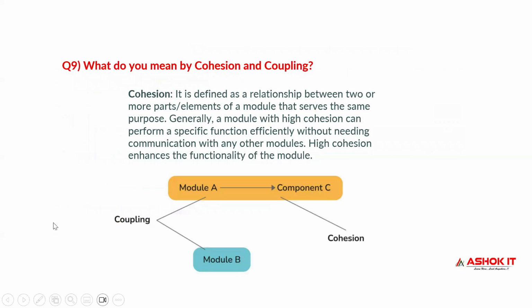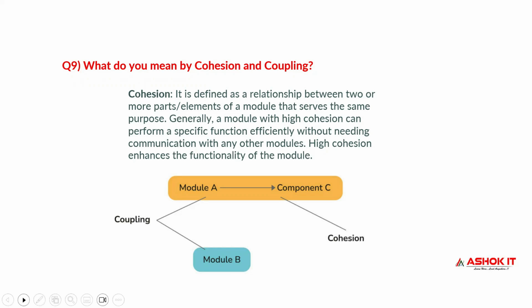Our next question is, what do you mean by cohesion and coupling? Or this question can be asked in a different way, like what is the exact difference between cohesion and coupling? So we'll start with cohesion. Cohesion is defined as a relationship between two or more parts or elements of a module that serves the same purpose. Generally, a module with high cohesion can perform a specific function efficiently without needing communication with any other module. High cohesion enhances the functionality of the module. You can see it in the diagram as well.